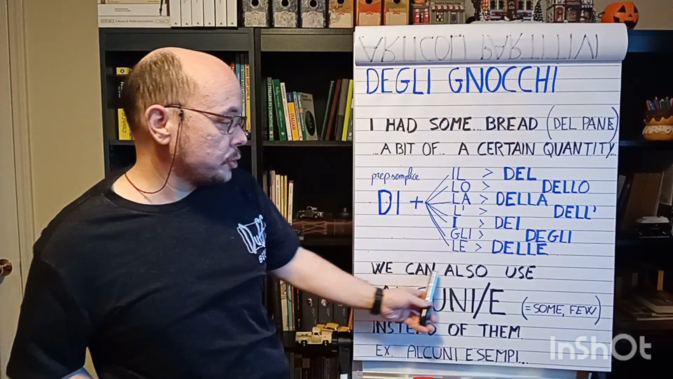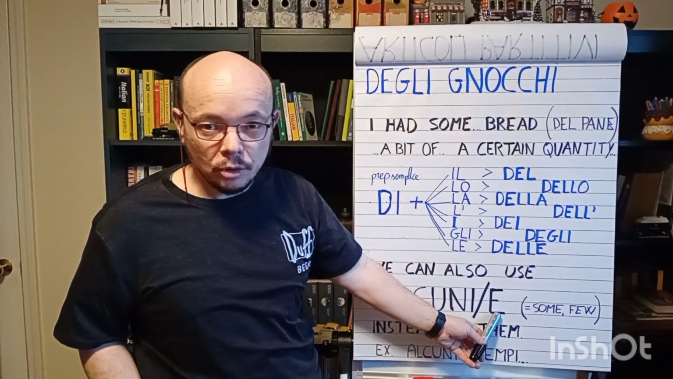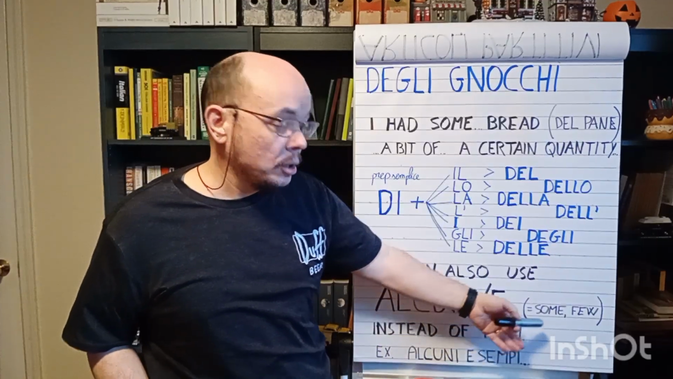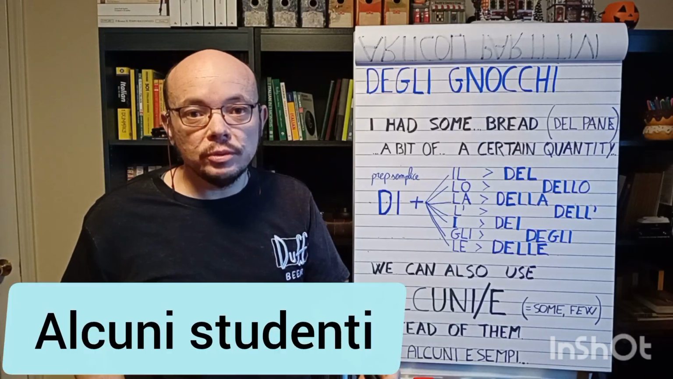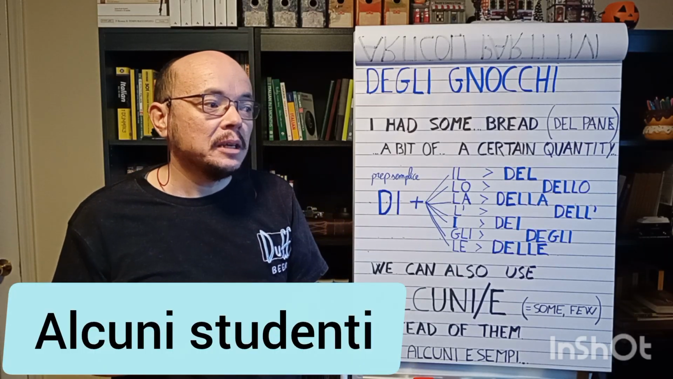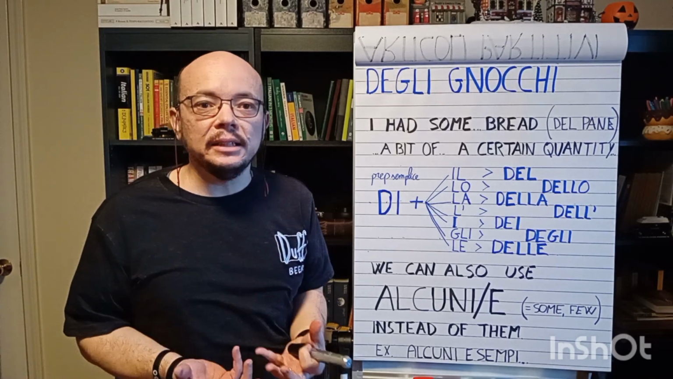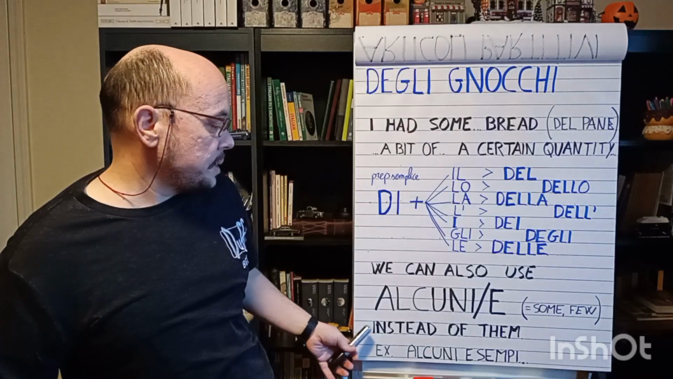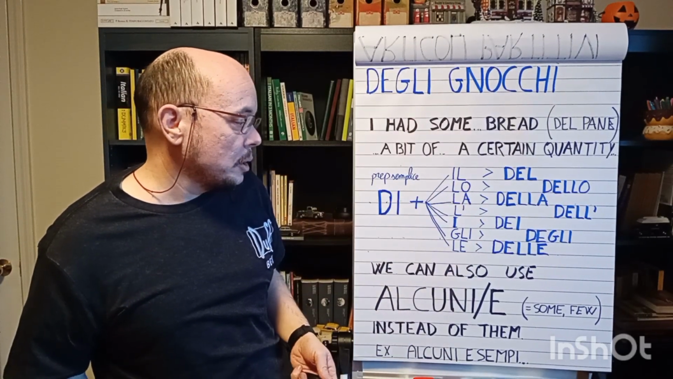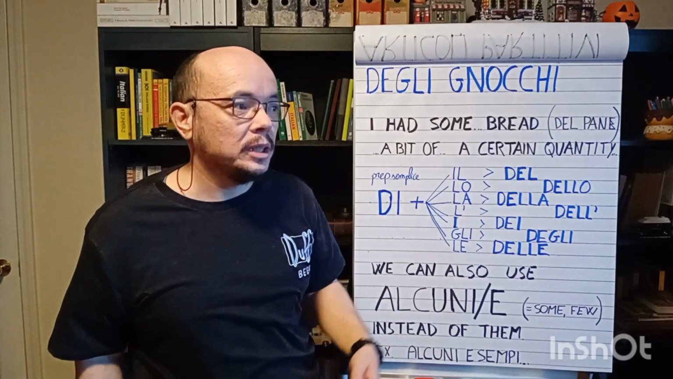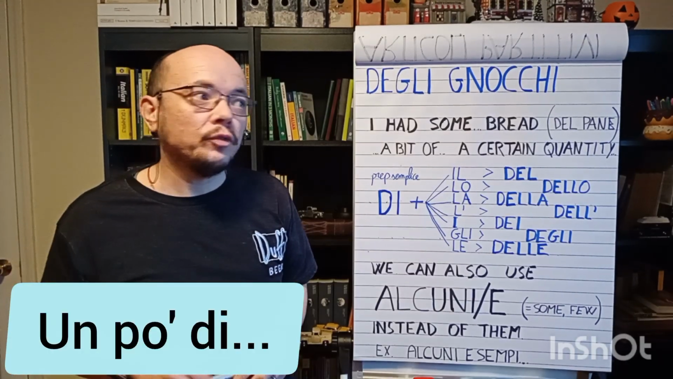Okay? We can also use alcuni or alcune, which in Italian means some, few. Alcuni studenti, few students, a smaller number. Alcuni means a limited number, precisely a smaller number. Alcuni gives the idea of some. Instead of the partitive articles, we can also use this other expression, alcuni or alcune, or un po' di, with po and an apostrophe.